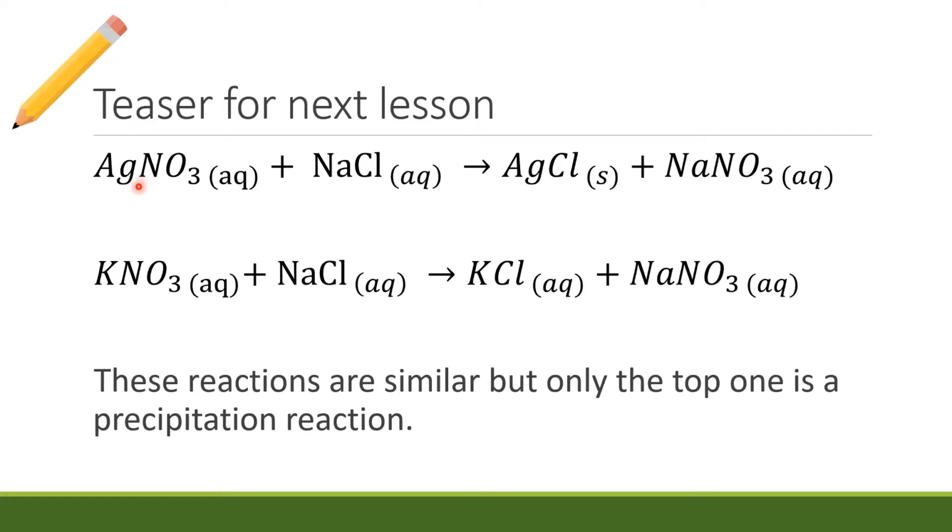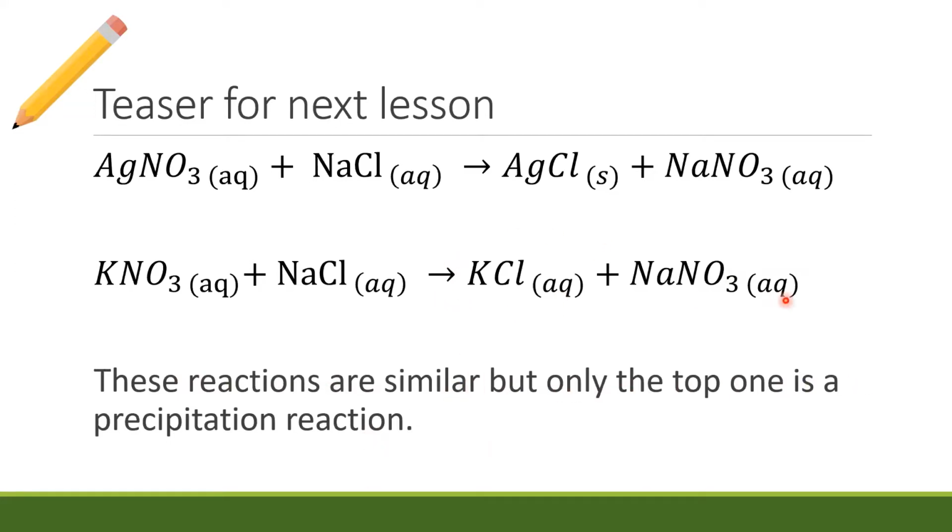Ag is silver. So we've got silver nitrate plus sodium chloride makes silver chloride plus sodium nitrate. The other one is potassium nitrate. All I've done in this one is replace Ag with K. NaCl, NaCl, Ag with K. NaNO3, NaNO3. These reactions are similar, but only the top one is a precipitation reaction.